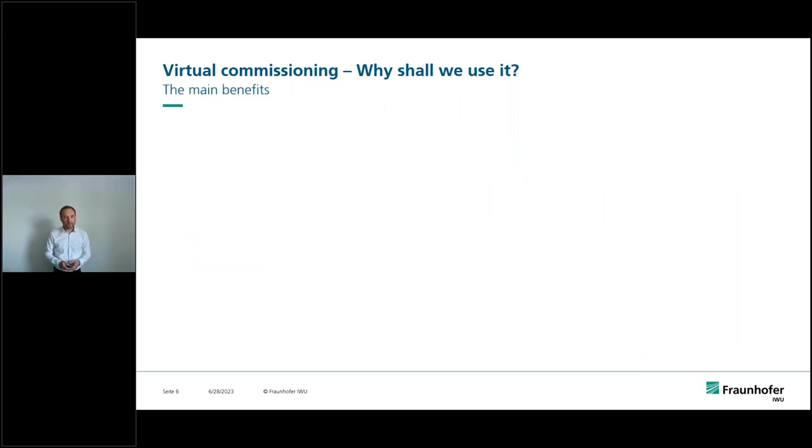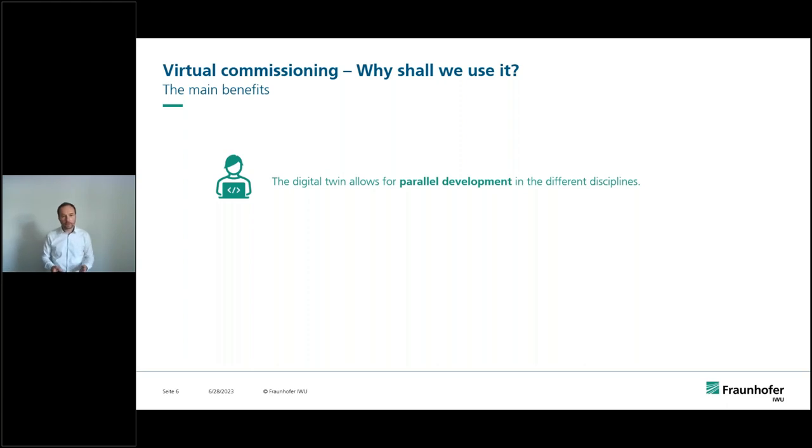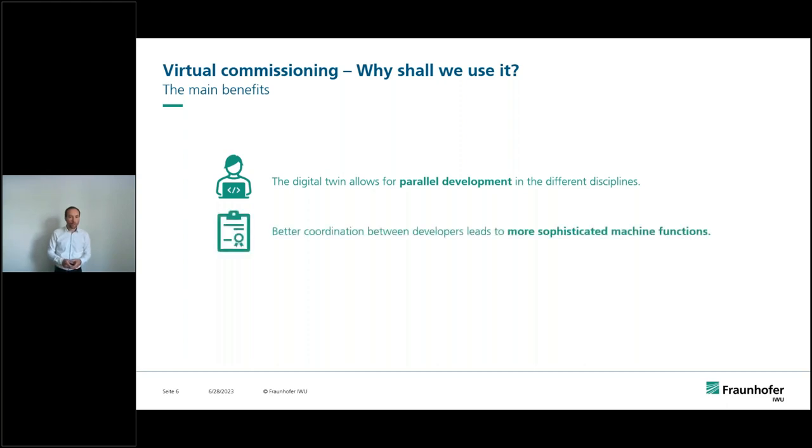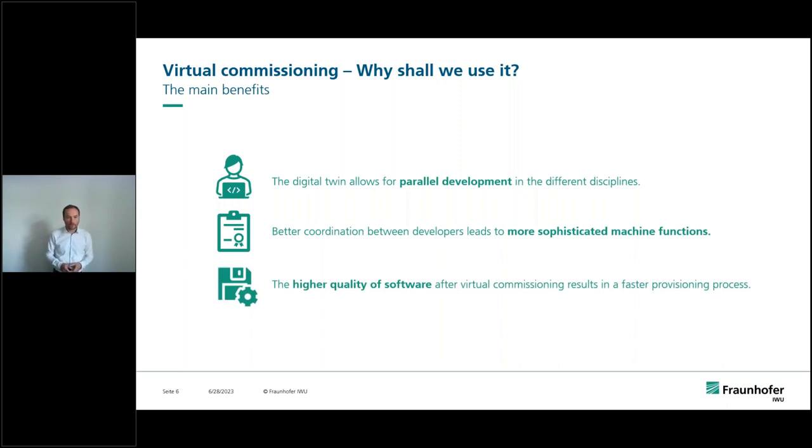So what are the main benefits of using virtual commissioning? We have the digital twin that allows for parallel development in the different disciplines. We have better coordination between the developers, which leads to more sophisticated machine functions. And at last, we have a higher software quality after the virtual commissioning process that results in a faster provisioning process.